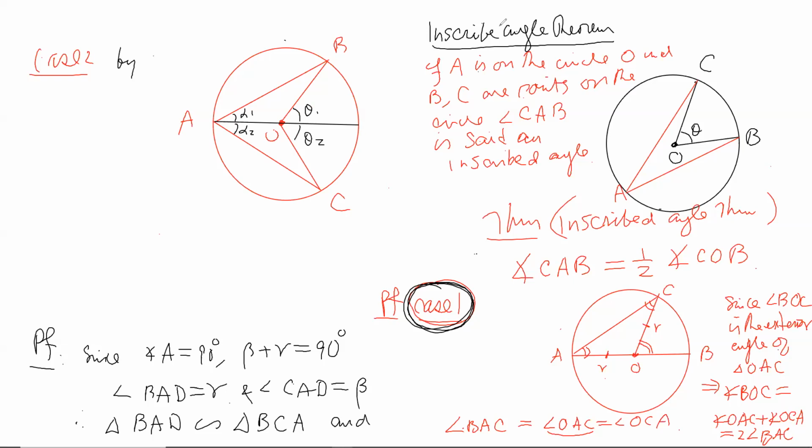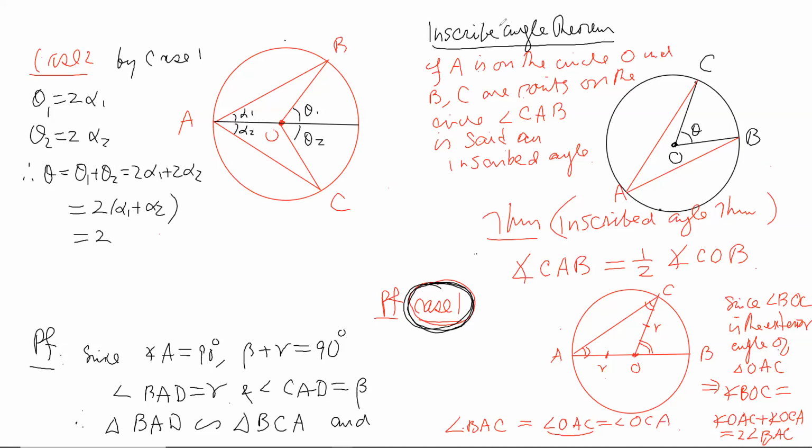So by case 1, theta 1 equals twice alpha 1, and theta 2 equals twice alpha 2. Therefore theta, which equals theta 1 plus theta 2, the central angle, equals twice alpha 1 plus twice alpha 2, which is twice alpha 1 plus alpha 2. And alpha 1 plus alpha 2 is the measure of the angle BAC. Do you agree? So theta is the angle BOC. William, are you with me?